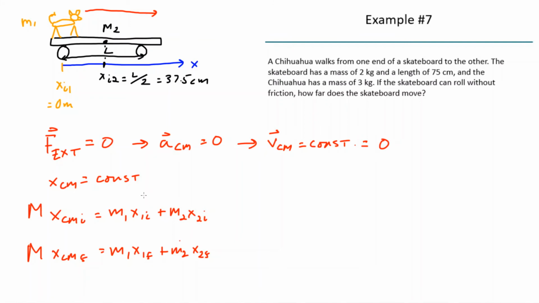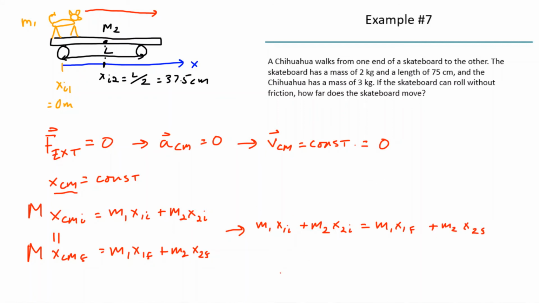And we want to figure out how far the skateboard moves to the left. Well, we know that this position of the center of mass is constant. So we know that x center of mass initial equals x center of mass final. This tells us that m1 x1 initial plus m2 x2 initial equals m1 x1 final plus m2 x2 final.